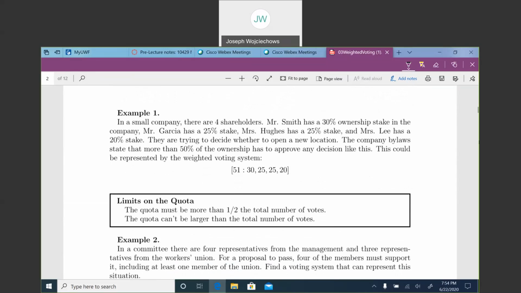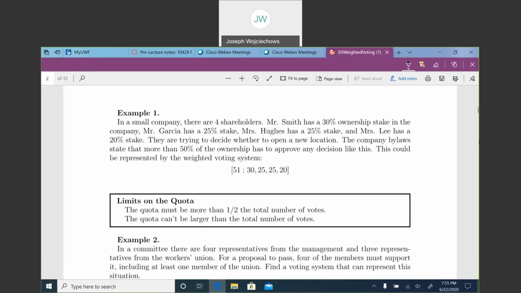So in a small company, there are 4 shareholders. Mr. Smith has a 30% ownership stake in the company. Mr. Garcia has a 25% stake. Ms. Hughes has a 25% stake. And Ms. Lee has a 20% stake. They're trying to decide whether to open a new location. The company bylaws state that more than 50% of the ownership has to approve any decision like this.